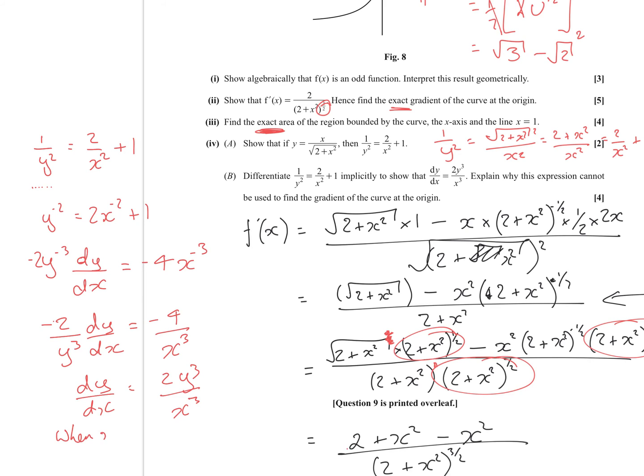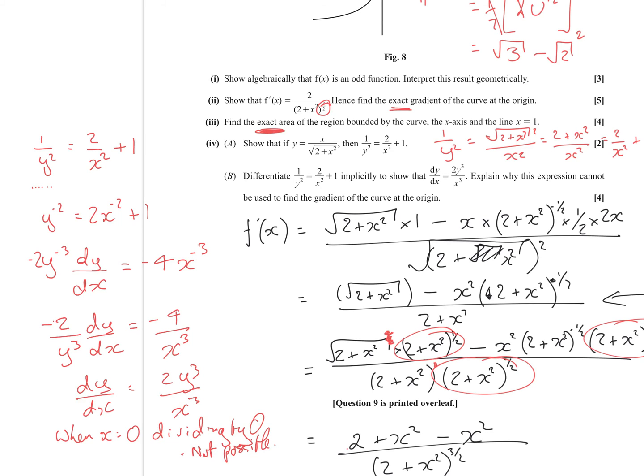When x equals 0, dividing by 0, not possible. Now, I think let's have a look at the mark scheme, whether they required you to have, sometimes they require in the mark scheme you to have got a previous method mark to allow you to get that mark. Okay, they don't just give away marks.